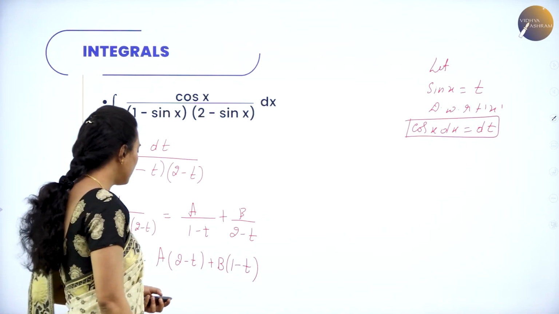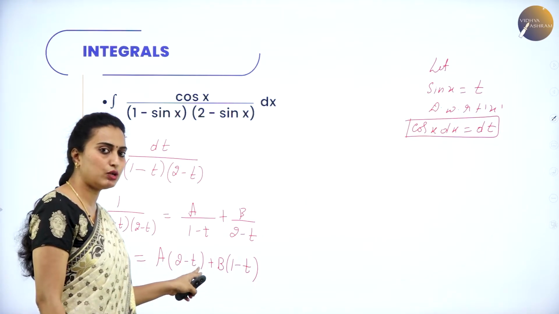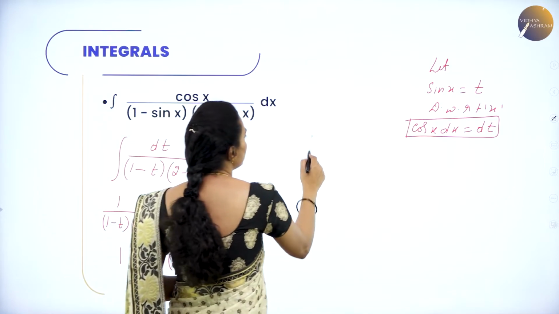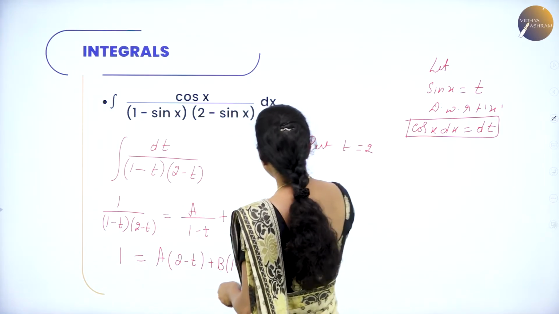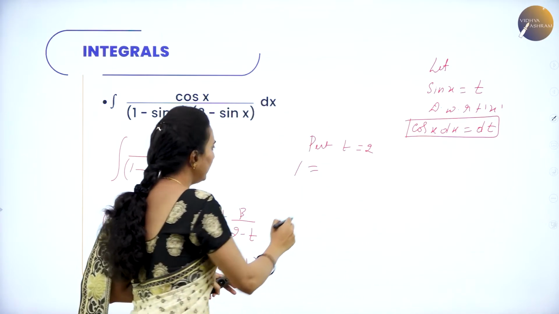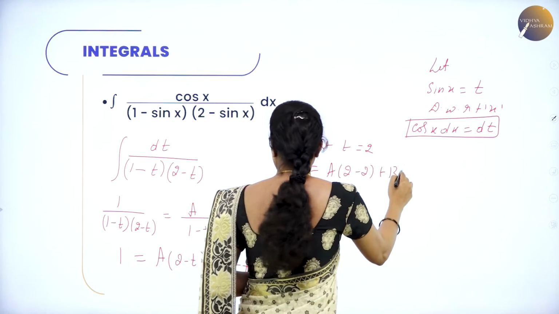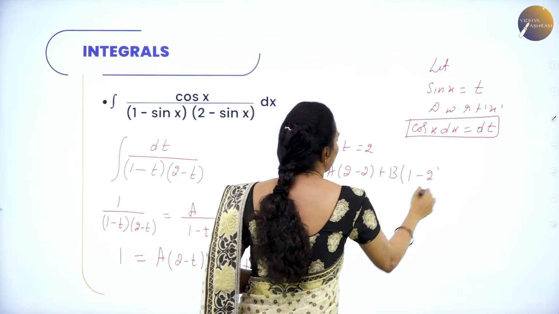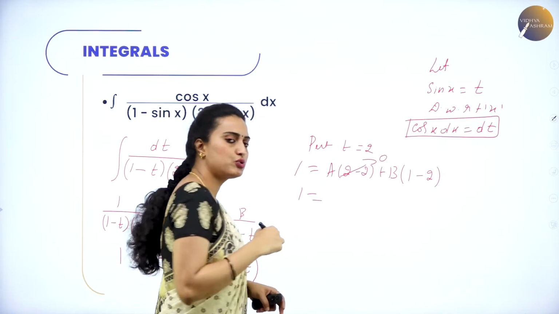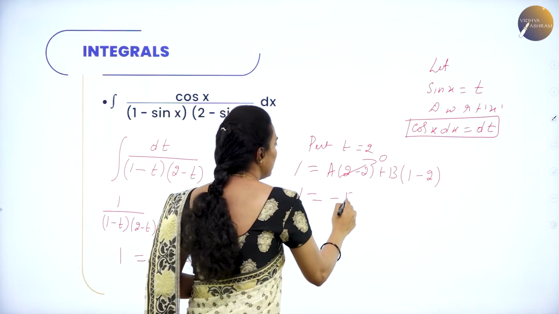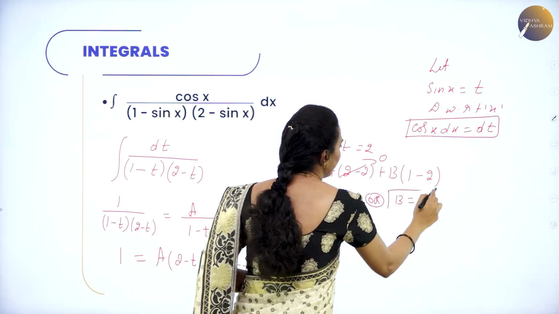Correct? Now what can you substitute? I want a to get cancelled with b's term, so t is equal to 2. If you put t is equal to 2, you get the left hand side as 1, and the right hand side as a into 2 minus 2 plus b into 1 minus 2. Now this becomes 0, and 1 is equal to 1 minus 2, which is minus 1, into b. So b will be equal to minus 1, right?